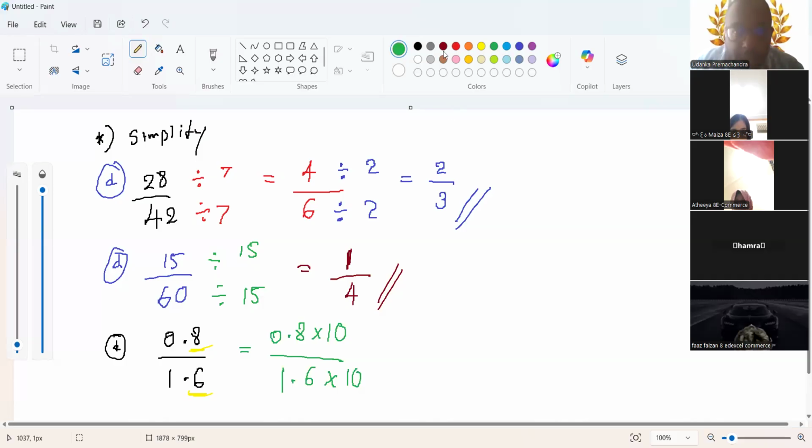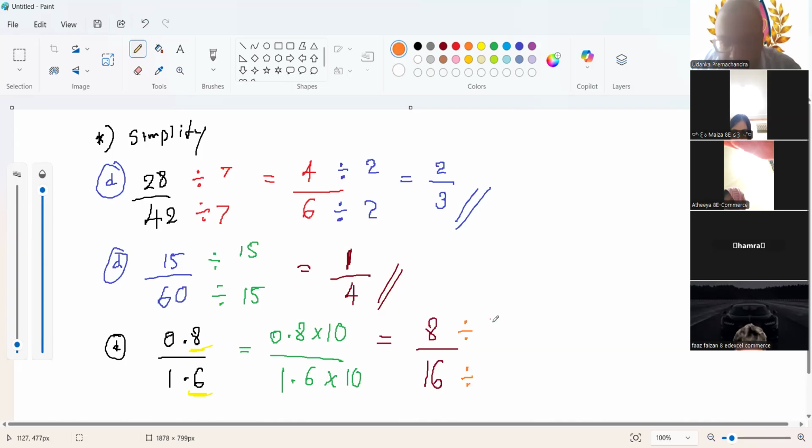After that, you can write them as whole numbers, not decimals. 0.8 multiplied by 10 is 8. 1.6 multiplied by 10 is 16. So 8 over 16. Now you can simplify it, no? Rather than 0.8 over 1.6, with 8 over 16 you can easily simplify.